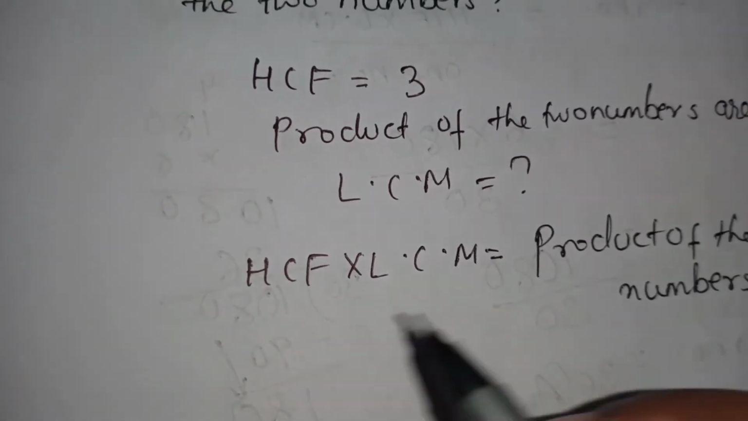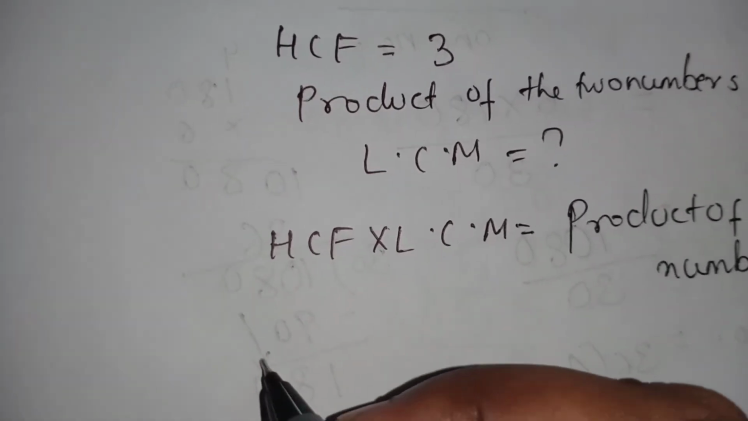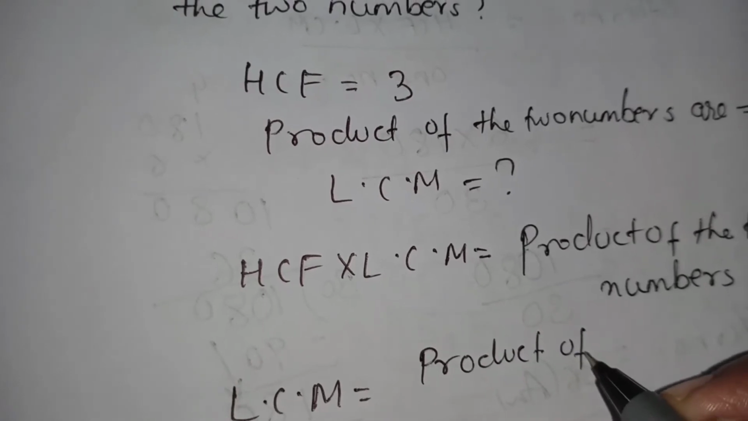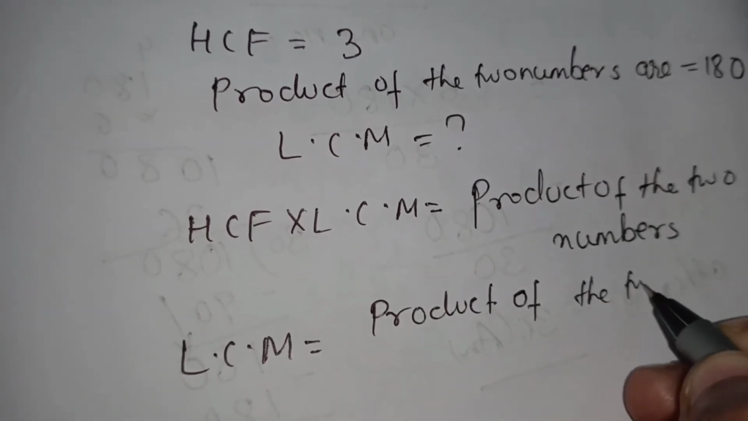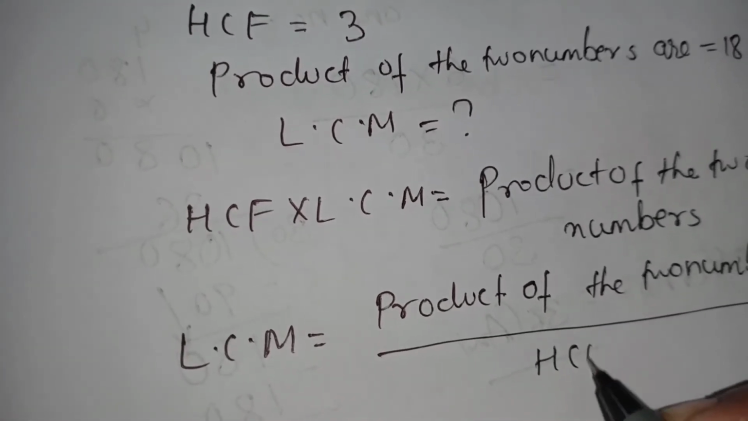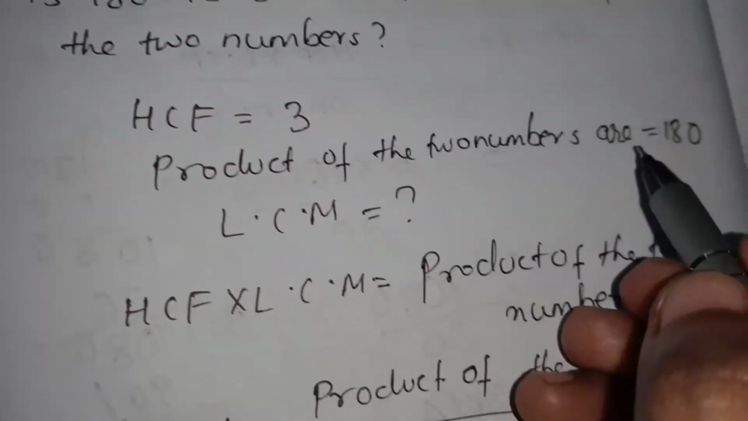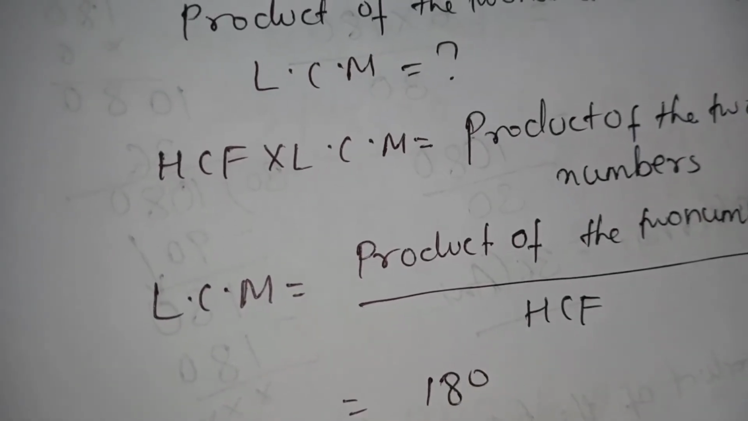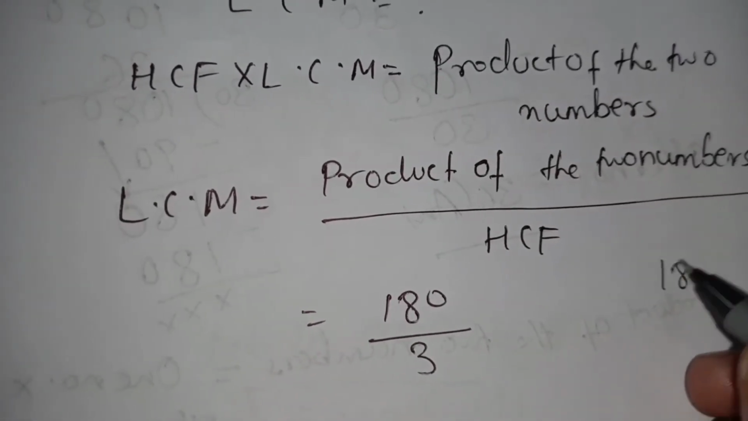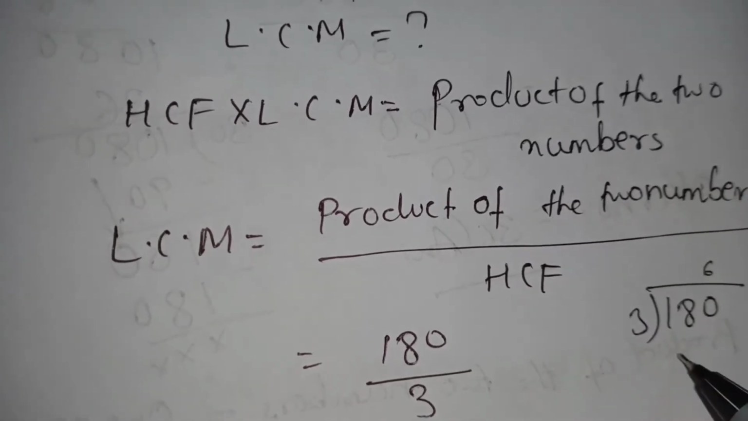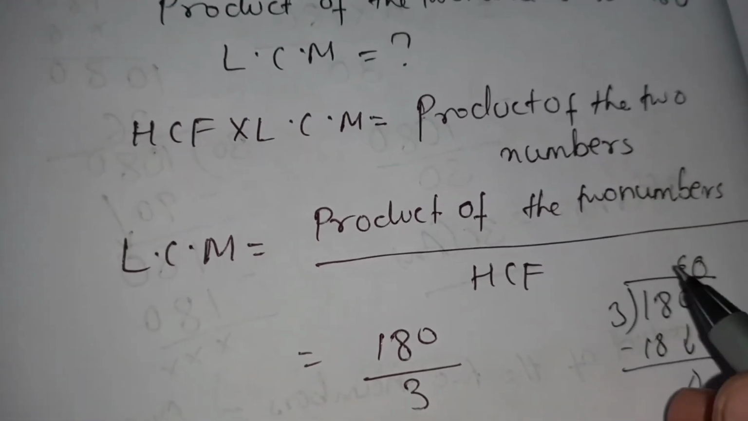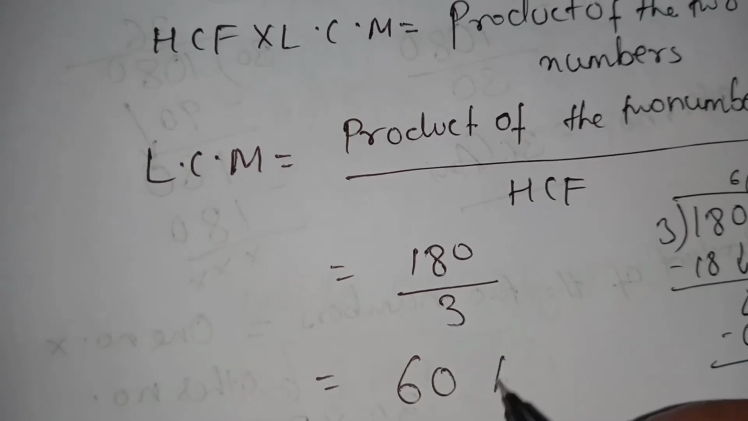So HCF they have given us this. They are asking LCM. So how to find LCM? To find LCM, you will learn this formula: product of the two numbers divided by HCF. So what is the product of the two numbers? 180, and what is the HCF? 3. So we will divide 180 by 3. 3 6 are 18. Bring this 0 down. 0s are 0. So what is the answer? 60.